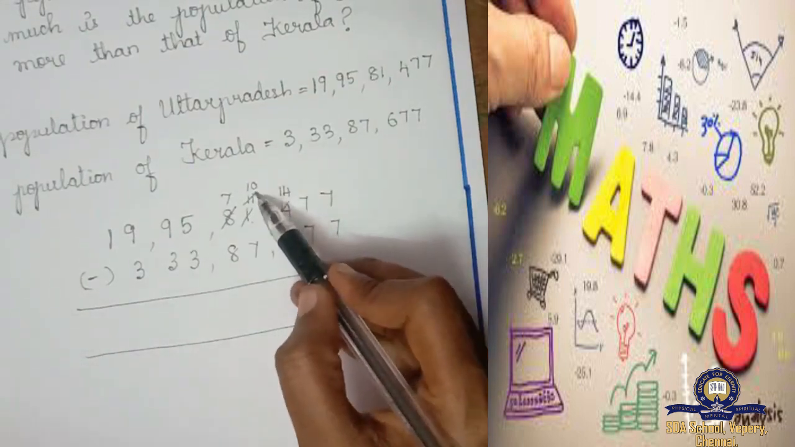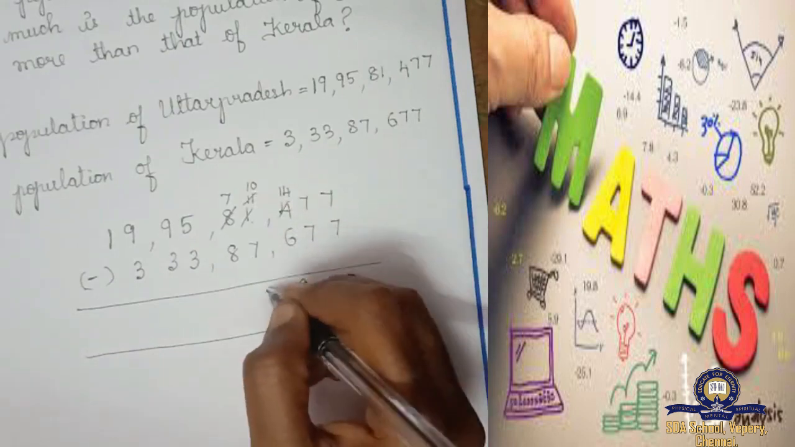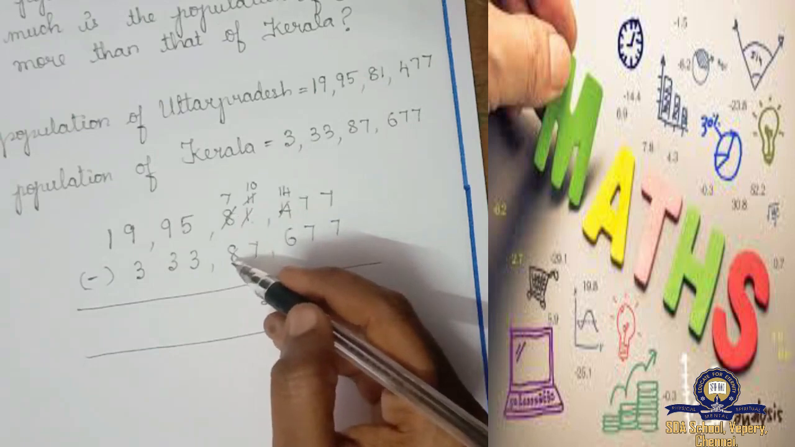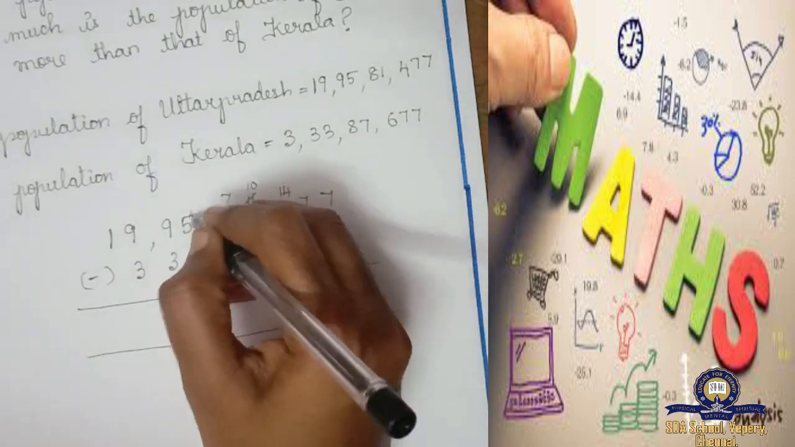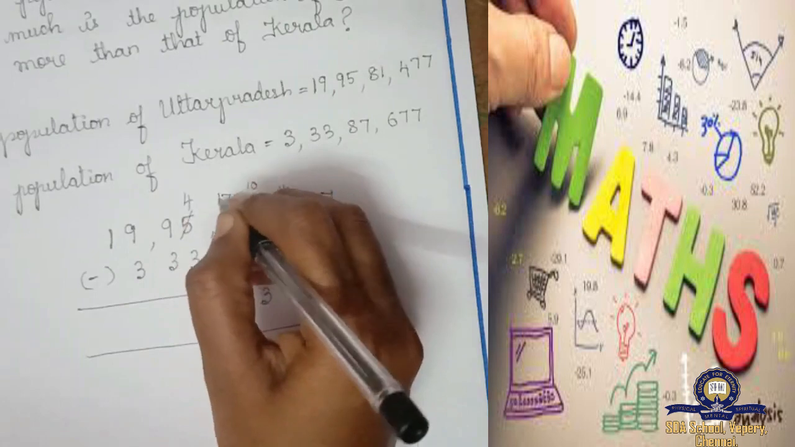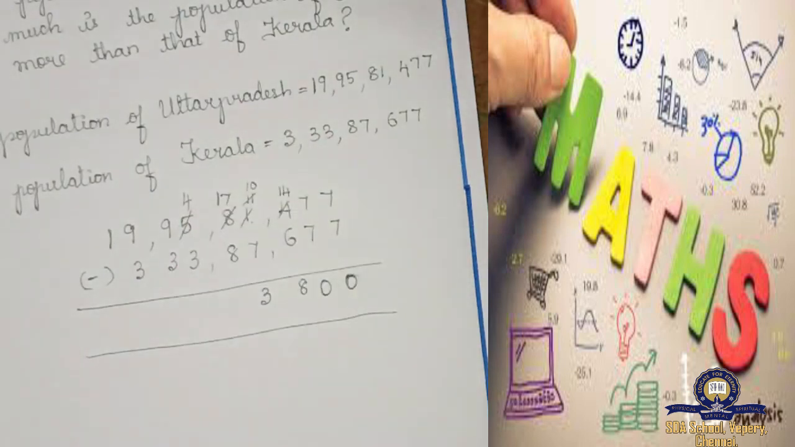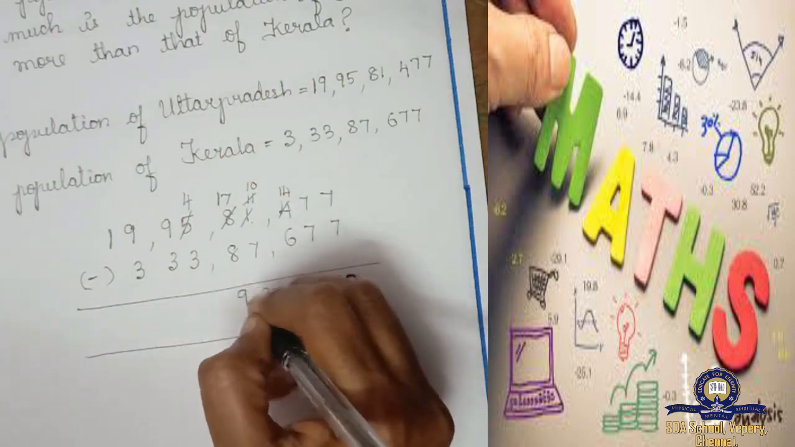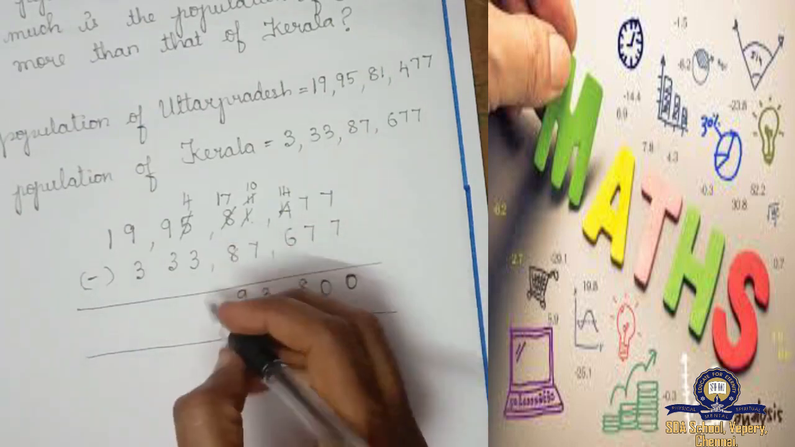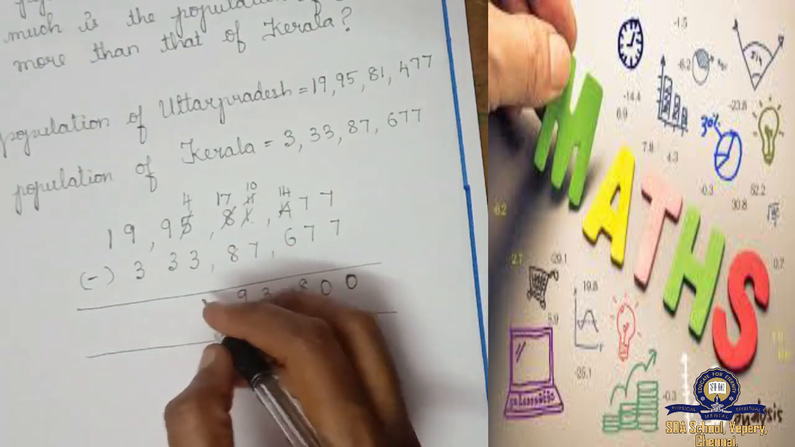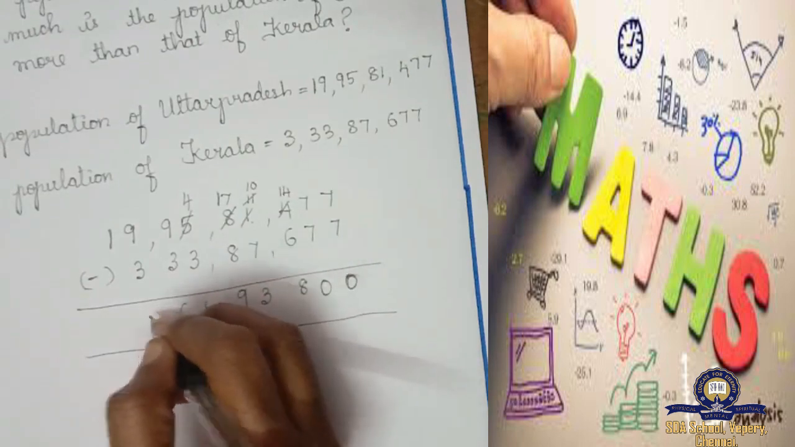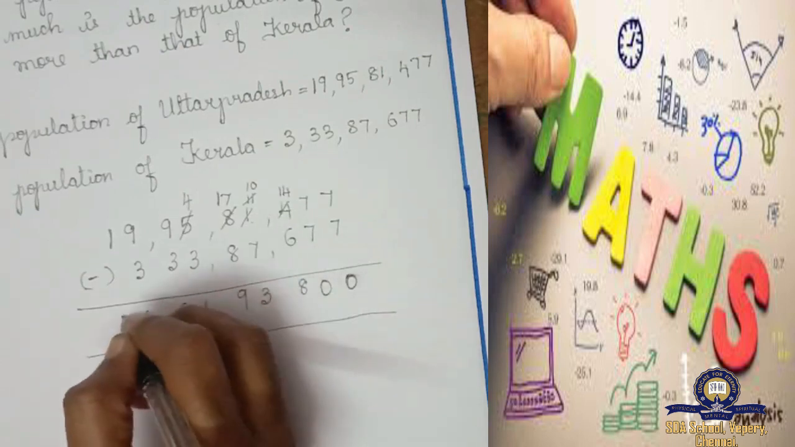Okay. Now here 10. 10 minus 7 is 3. From 7 we cannot subtract 8. So we have to borrow. This will become 4. This will become 17. So 17 minus 8 is what? Yes, 9. Then 4 minus 3 is 1. 9 minus 3 is 6. Again 9 minus 3 is 6. And then 1.